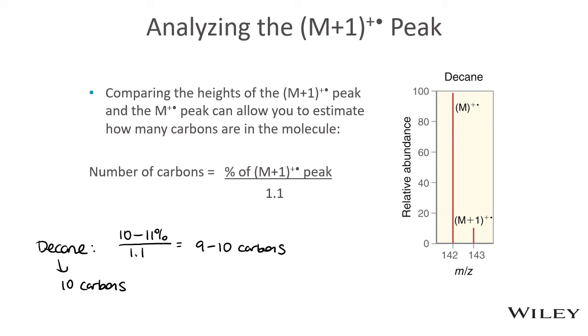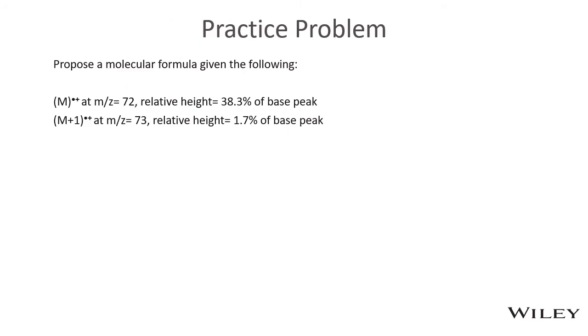Now these numbers are not going to always come out perfectly, so that's why it's important to note that this type of formula allows us to estimate the number of carbons in a molecule. On the next slide, we will propose a molecular formula given data for our molecular ion peak as well as our M+1 peak. In this practice problem, you're asked to propose a molecular formula given the following information.